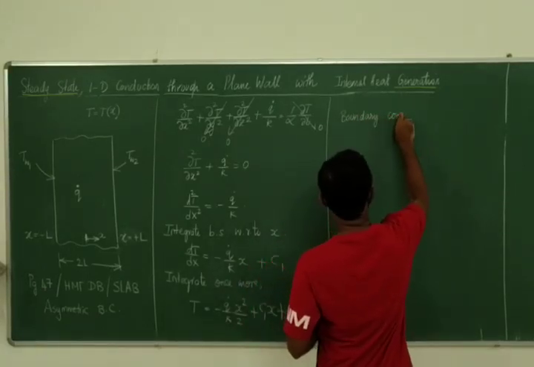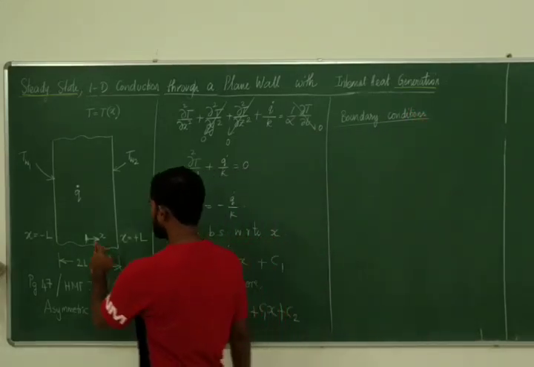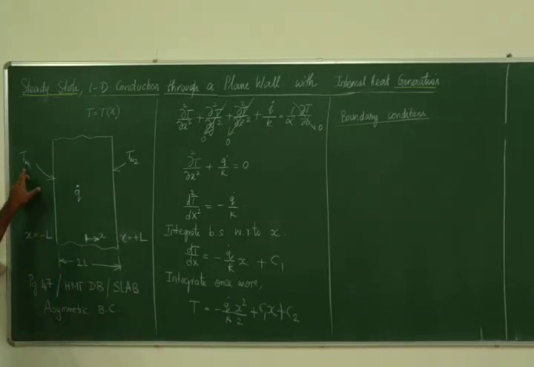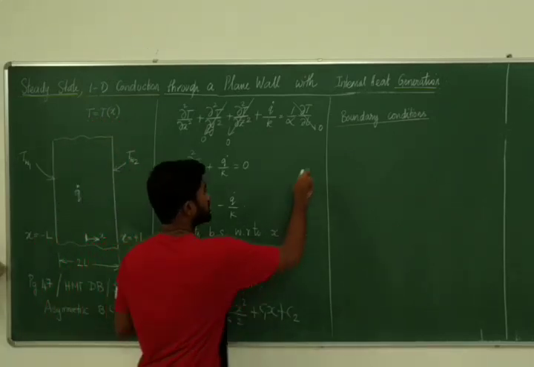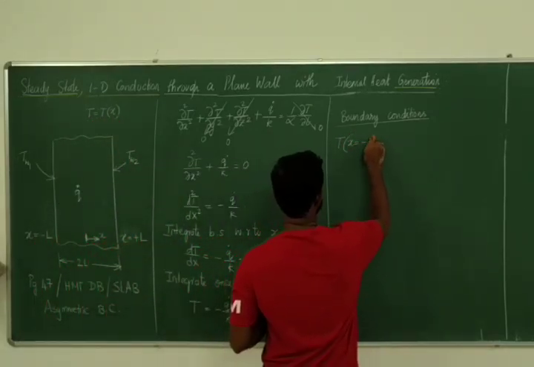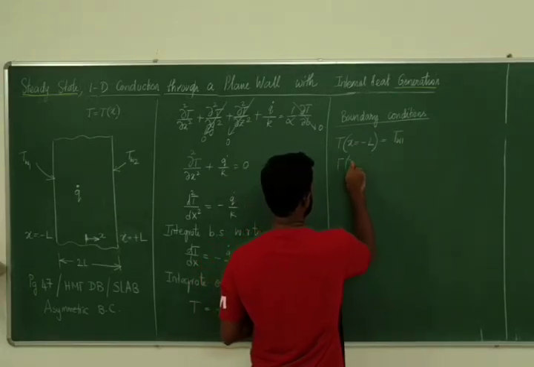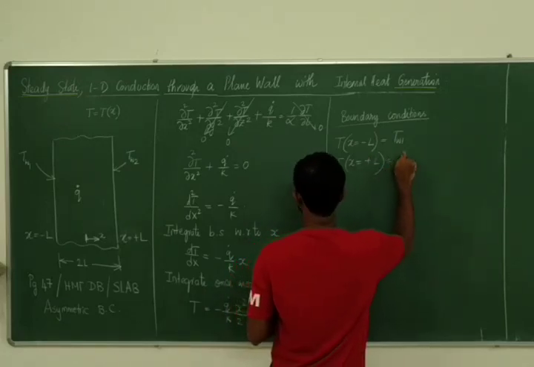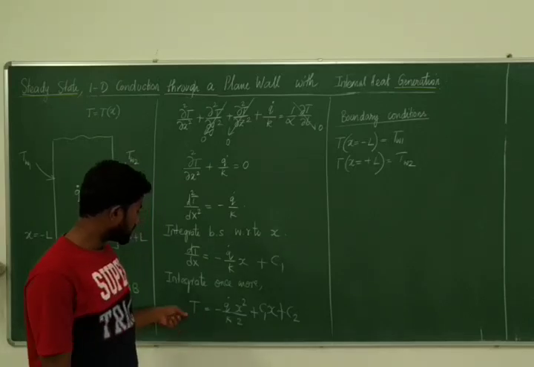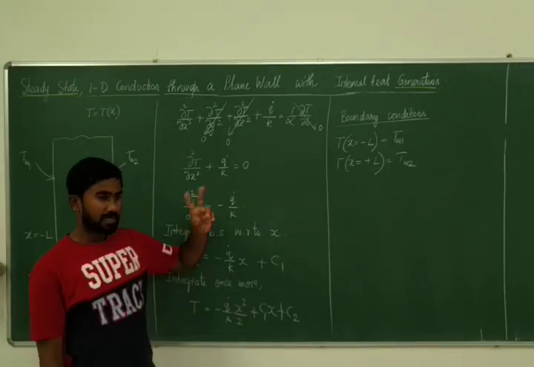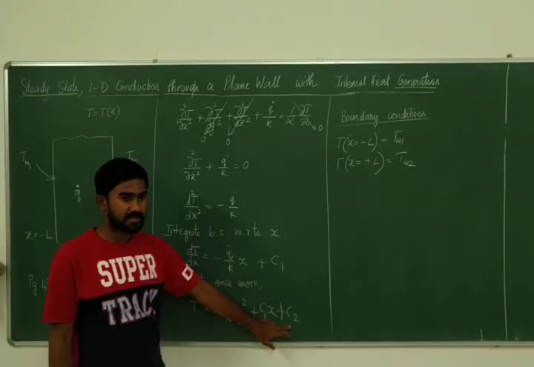T is equal to TW1 when x is equal to minus L. We always have T as a function of x. So T at x equal to minus L is equal to TW1. T at x equal to plus L is equal to TW2. These are the two boundary conditions. Now if you substitute the boundary conditions in this equation, you get two equations for C1 and C2, simultaneously solve it, you will get C1 and C2.